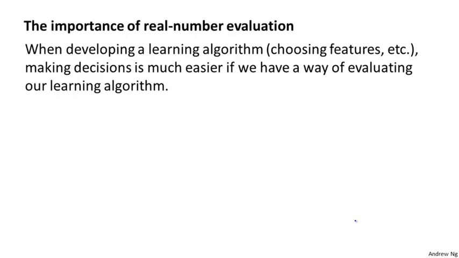So if you're trying to decide, I have an idea for one extra feature, do I include this feature or not? If you can run the algorithm with the feature and run the algorithm without the feature and just get back a number that tells you whether adding this feature improved or worsened performance, then it gives you a much simpler way with which to decide whether or not to include that feature. So in order to be able to develop an anomaly detection system quickly, it's really helpful to have a way of evaluating an anomaly detection system.